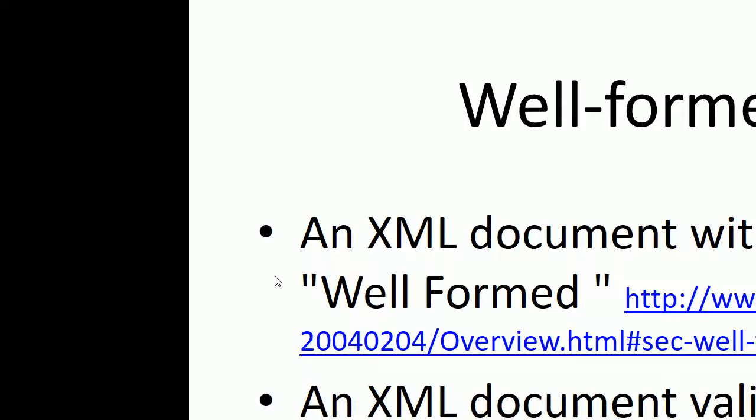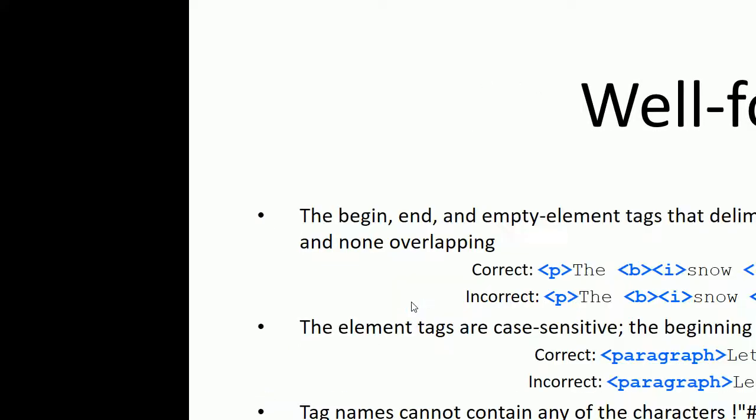Well-formed versus valid. Okay, so an XML document with correct syntax is called well-formed. And that just means that the angle brackets are in the right place and that everything is marked up the way it is supposed to be marked up per this URL here. XML documents validated against an XML DTD or a schema are well-formed and valid, and the rules for validation are here at this URL. So well-formed, there are a lot of rules.